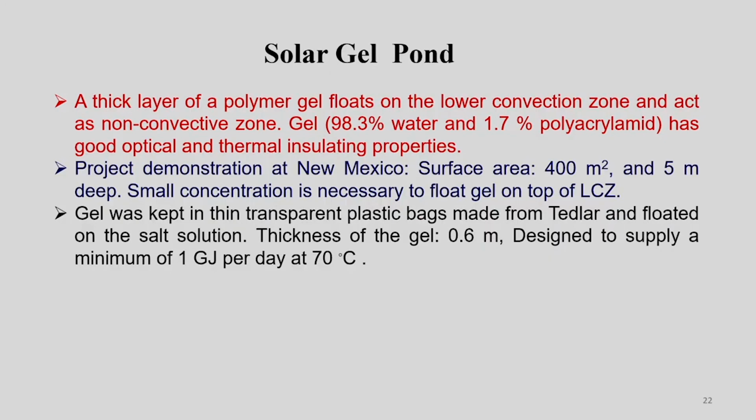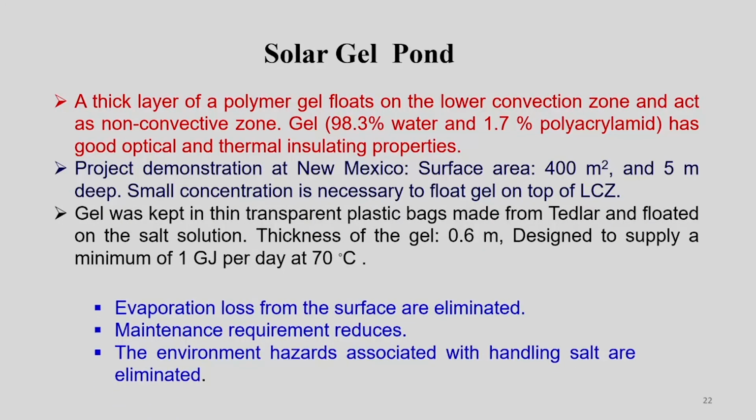The thickness of the gel is about 0.6 meter and it is designed to supply a minimum of 1 gigajoule of heat per day at 70 degrees Celsius. So, if you compare this solar gel pond and the salt gradient solar pond, it is advantageous, because evaporation losses from the surface are eliminated, maintenance requirement reduces, and the environmental hazards associated with handling salt are eliminated. So, these are the advantages of the solar gel pond.